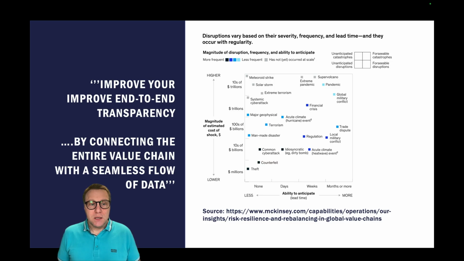There is one golden rule for supporting supply chain risk management from an analytics perspective, which is connecting the entire value chain with a seamless flow of data. That means you really have to cross-link in the background as much data as you can, to provide transparency for decision making as good as possible.